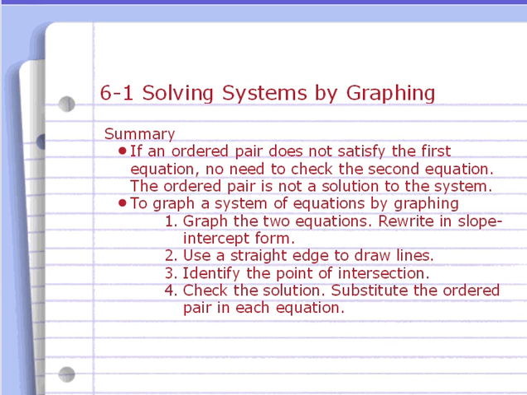So to summarize this, if an ordered pair does not satisfy the first equation, there's no need to check the second one, but it does need to satisfy both in order to be a solution. So here are the steps. Graph the two equations. If need be, rewrite in slope-intercept form to help you graph. Remember, slope-intercept is y equals mx plus b. Once you graph them, use a straight edge to draw your lines because graphing is inaccurate to begin with. Find the point of intersection and then plug that point back into your two equations and see if they're close enough or exact.